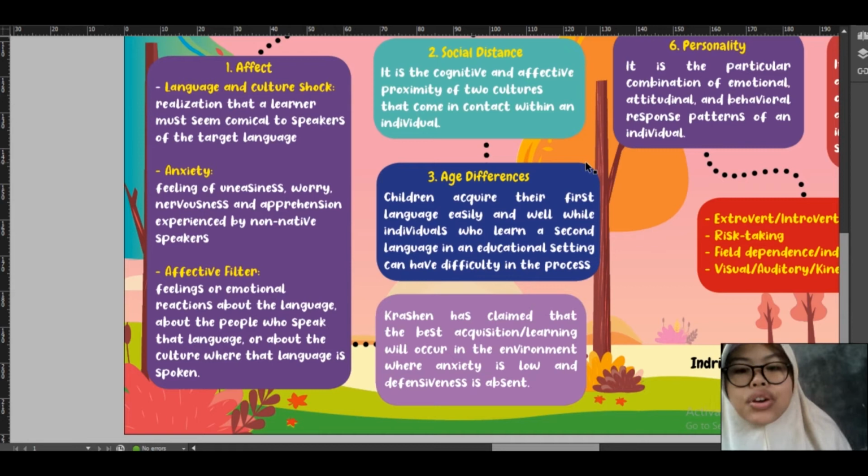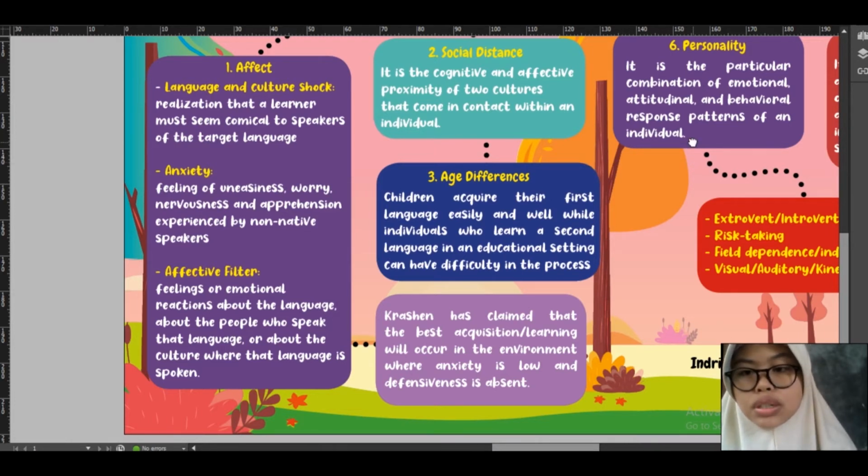The third is about age differences. Children acquire their first language easily and well, while individuals who learn a second language in an educational setting can have difficulty in the process. It can be seen that when children learn language, it is said to be easier than for adults. So there can be differences between children and adults when they learn language.